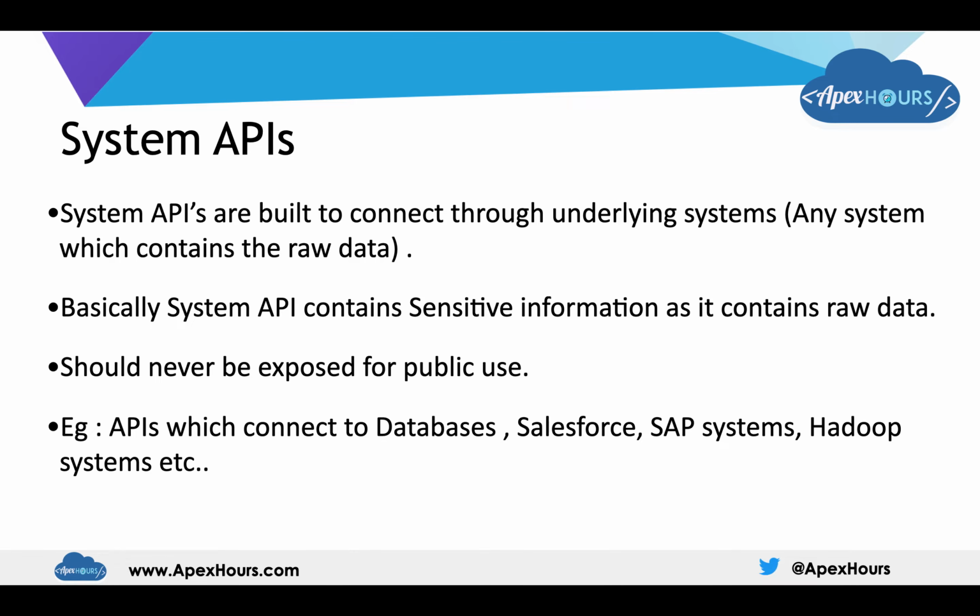And we are not going to give these system APIs to consumers, because first, our system API contains sensitive information, and we don't want to expose how our system works. For example, if you are connecting to a database, I don't want the customer to know what kind of data is exposed, metadata information and those kinds of things. Examples I have mentioned here: APIs which connect to databases, Salesforce or SAP systems, or NetSuite or Jira or anything. Anything that you are connecting directly to the systems are called system APIs.